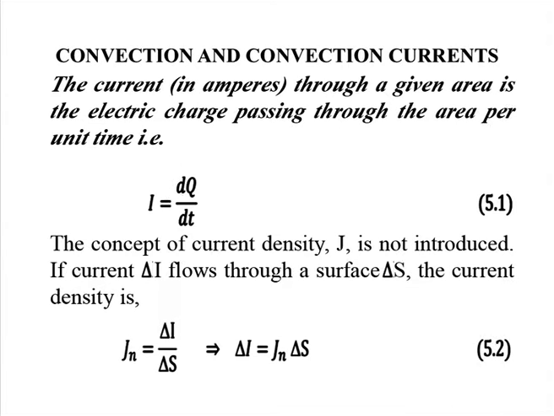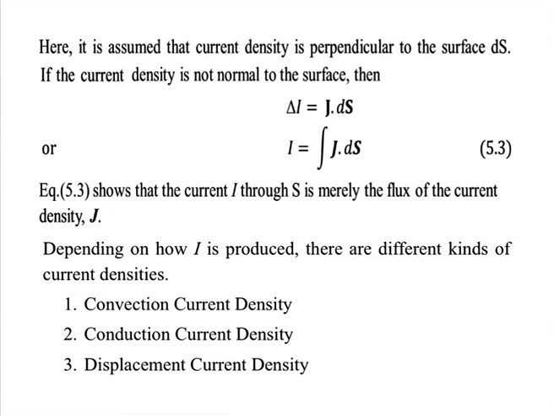The concept of current density is now introduced. That is, if current del I flows through a surface del S, then the current density is given by Jn, which is equal to del I by del S, or del I is equal to Jn into del S. Here we have assumed that the current density is perpendicular to the surface. If the current density is not normal to the surface, then del I is equal to J dot dS, or if we integrate it, then I is equal to the integral of J dot dS. Equation 5.3 shows that current I through S is nothing but merely the flux of the current density J.